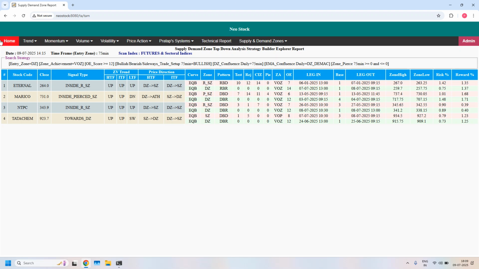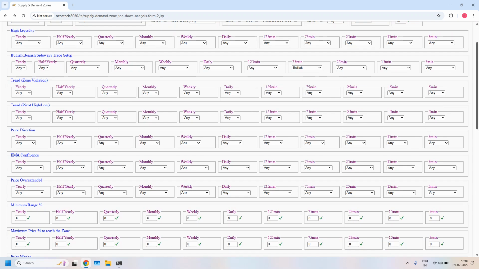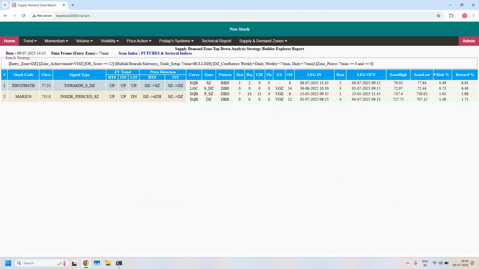Okay, next LTF, ITF, HTF demand zone Confluence supported stocks. Removed EMA filter. Demand zone Confluence, 3 filters we have to set. First one already enabled, 75 and daily. Next, 75 and weekly, daily and weekly demand zone Confluence. With all 3 filters, we got 2 stocks. These two 75 minutes demand zones overlapped with daily. Both together again overlapped with weekly demand zone. And weekly trend is uptrend in 2 stocks.